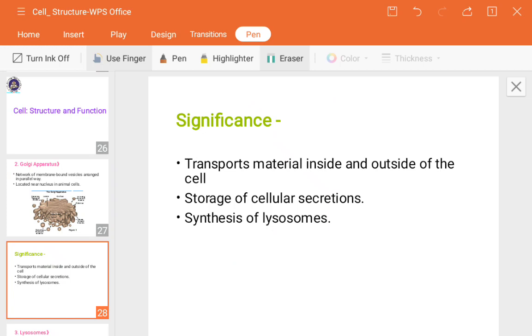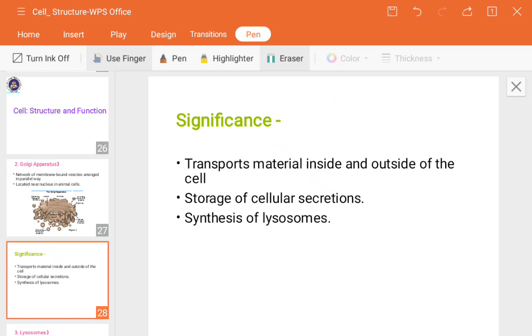Now, the storage of various cellular secretions. It is also used to store many types of secretions. The cell secretions include enzymes, proteins, cellulose. Proteins and cellulose are biomolecules which are essential for the working processes. Enzymes are also a cellular secretion.